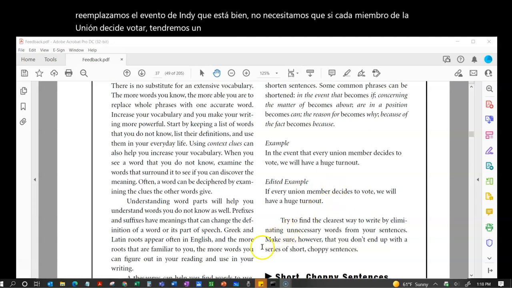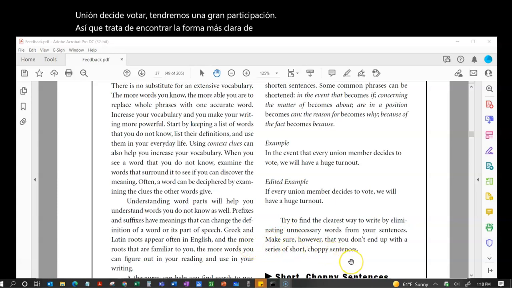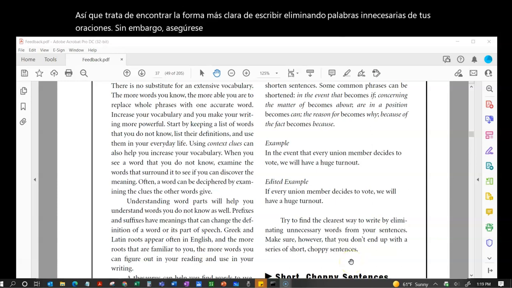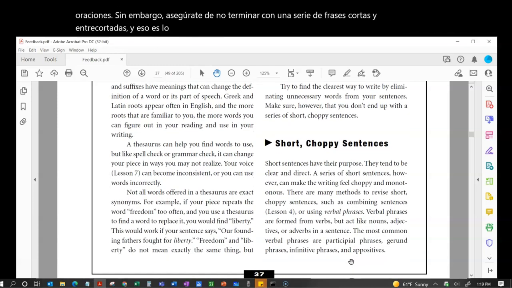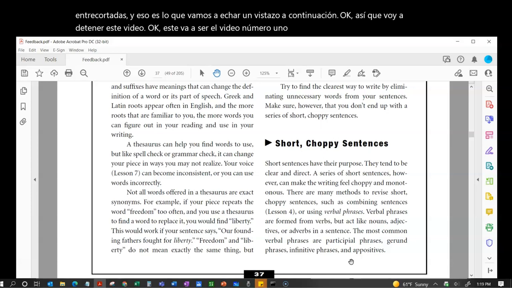So try to find the clearest way to write by eliminating unnecessary words from your sentences. Make sure, however, that you do not end up with a series of short and choppy sentences. And that's what we're going to take a look at next, okay? So I'm going to stop this video, okay? This is going to be video number 1 of lesson number 3, all right? And I'll start the next video.